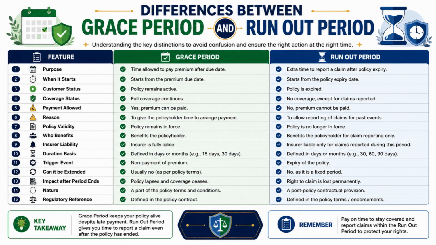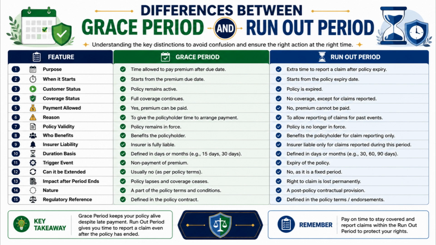Number 5. Premium payments can still be made during a grace period, whereas premium payments are not accepted during a run-out period. Number 6. The purpose of a grace period is to give the policyholder additional time to arrange payment, whereas the purpose of a run-out period is to allow reporting of claims related to past covered events. Number 7. During a grace period, the insurance contract remains in force, whereas during a run-out period, the insurance contract is no longer active.